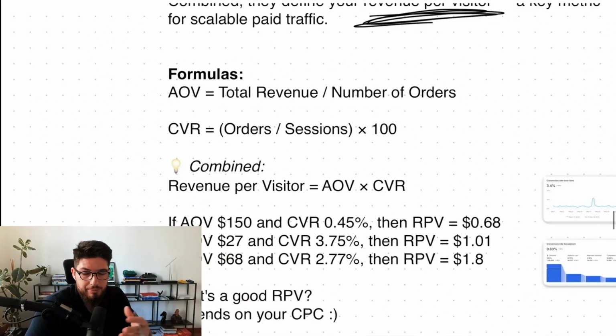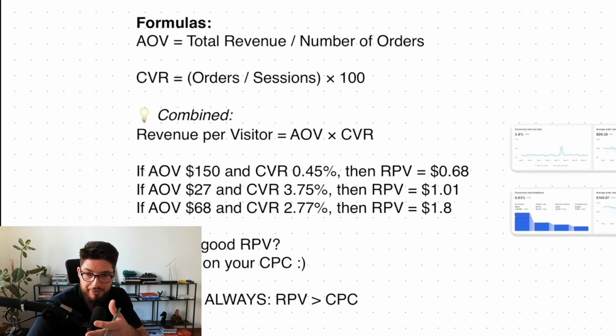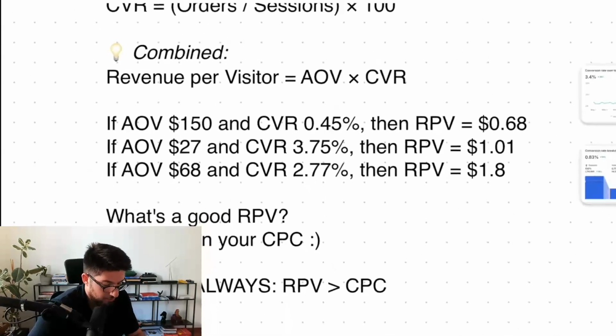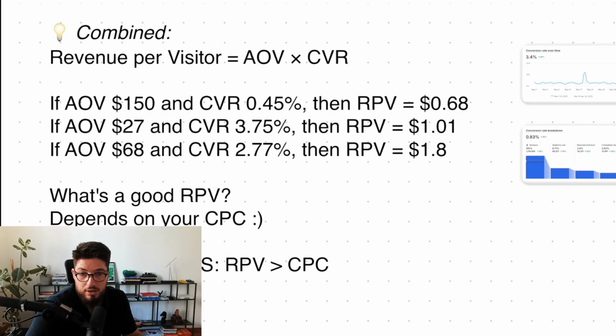Formulas: AOV is revenue divided by orders. Conversion rate is orders divided by sessions times 100. That's it. Combined, you get the revenue per visitor: AOV times conversion rate, and you get it. If the AOV is 150 and the conversion rate is pretty low, then my revenue per visit is 0.68.